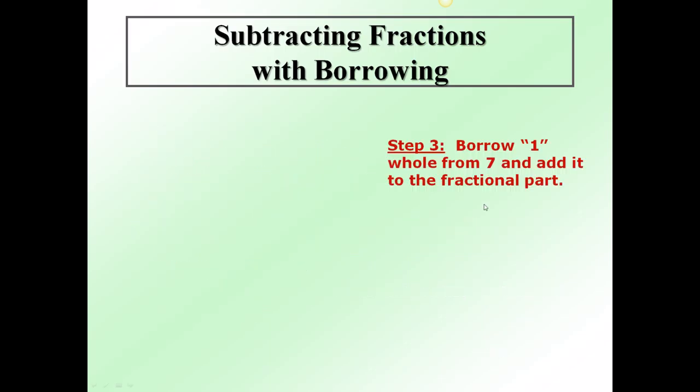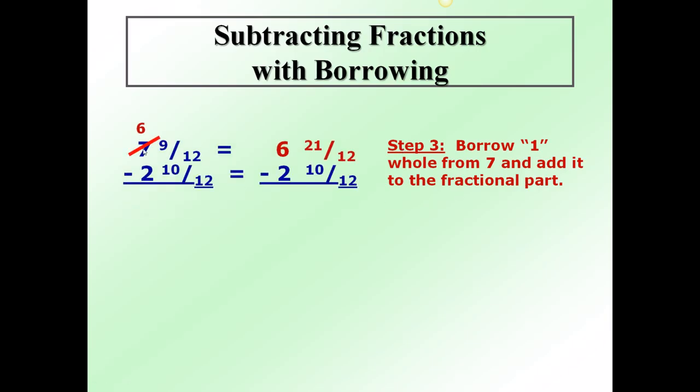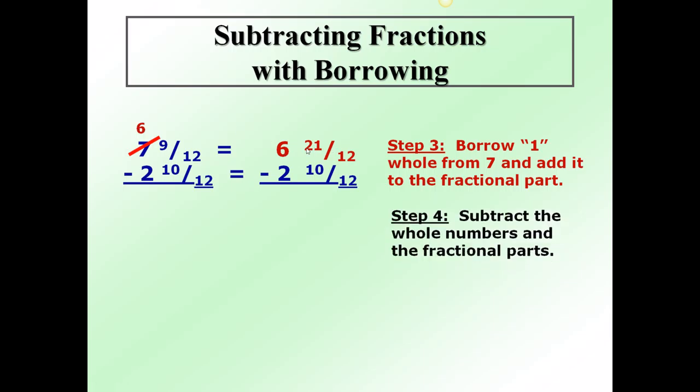Whoa! Okay, so because we couldn't subtract, we needed to borrow 1. So this is what it looks like. I took 7 and I subtracted off 1. There's 6. But I needed to add it over here. So I have 6 and 21/12. Now I can subtract the whole numbers and fractional parts. 21 minus 10 is 11. Same denominator, 11/12. 6 take away 2 is 4. I have 4 and 11/12.